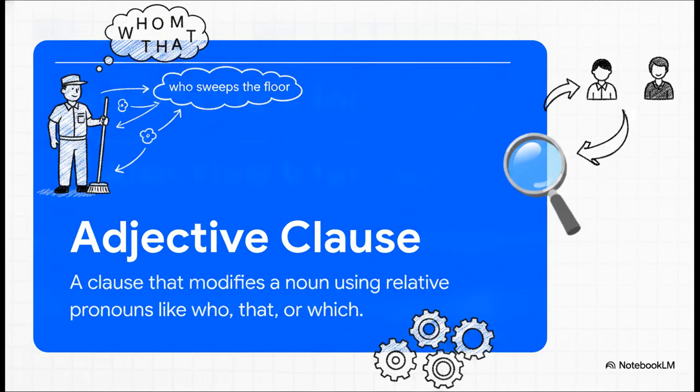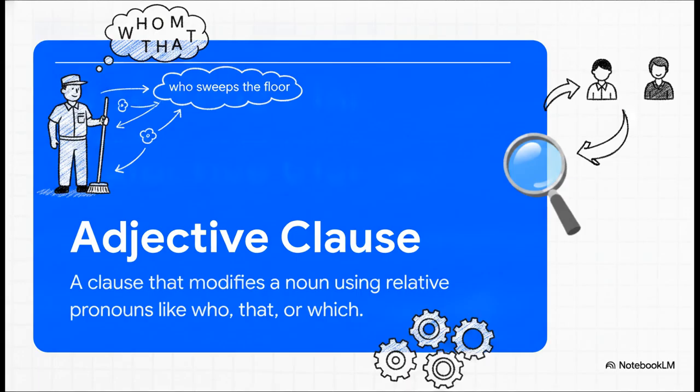Let's completely dejargonize this term, adjective clause. At its absolute core, it's just a describer tool. It's a group of words that acts exactly like a single adjective, but because it's a clause, it just has a bit more muscle to it. It drops in right after a noun to give the listener highly specific details about that person or thing. And the secret keys to unlocking these clauses? They're relative pronouns. You know the ones. Words like who, whom, whose, that, and which.